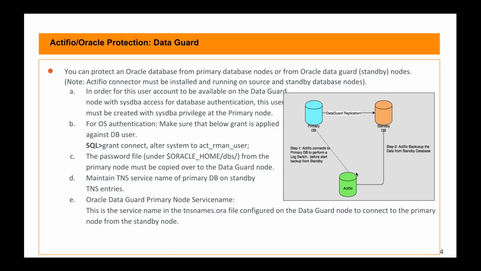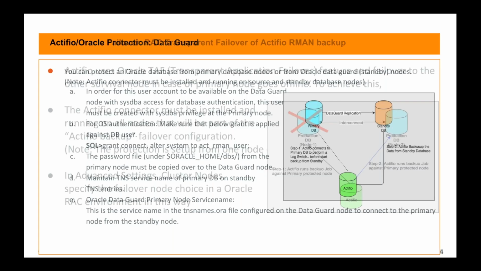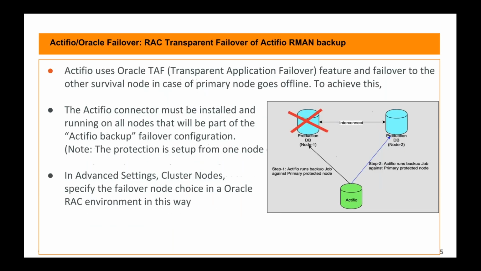And another beautiful feature of Actifio is support for TAF, which is transparent failover of Actifio RMAN backup. Say, for example, you have a 2-node cluster, and you've decided to always run the Actifio backup from node 1. If for any reason node 1 is down, Actifio is capable of failing over to node 2 and continuing the backup.